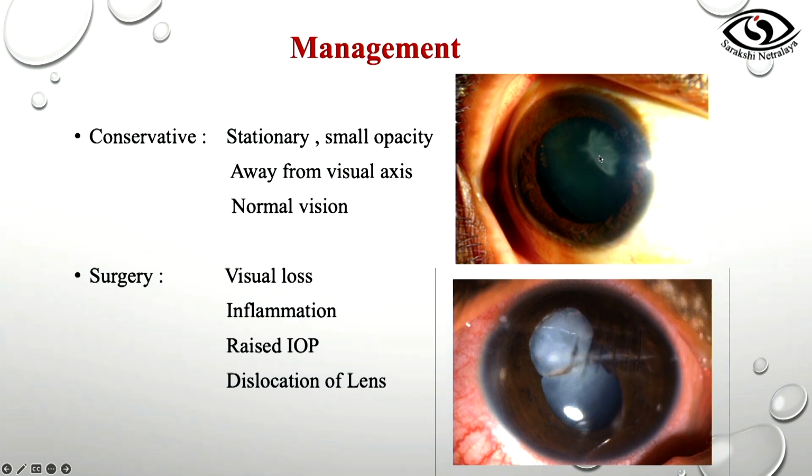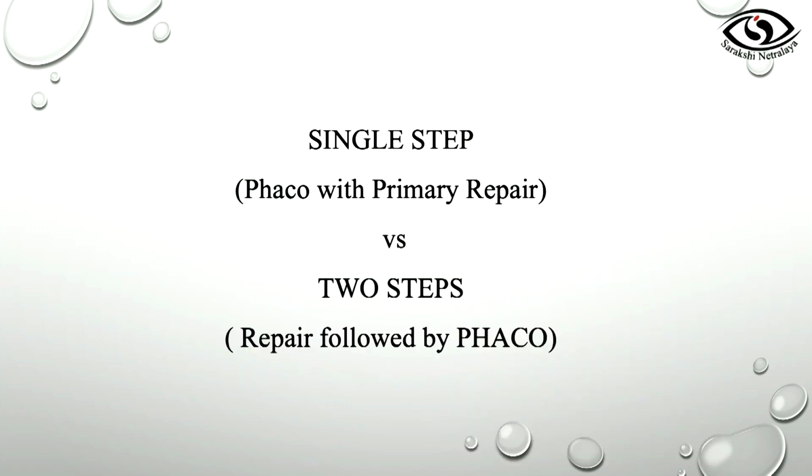If you have such a peripheral small cataract, a stationary opacity away from the visual axis, you can just watch it. But if you have a central one, it is leading to not only visual loss, but also inflammation and secondary glaucoma, then these cases need management.